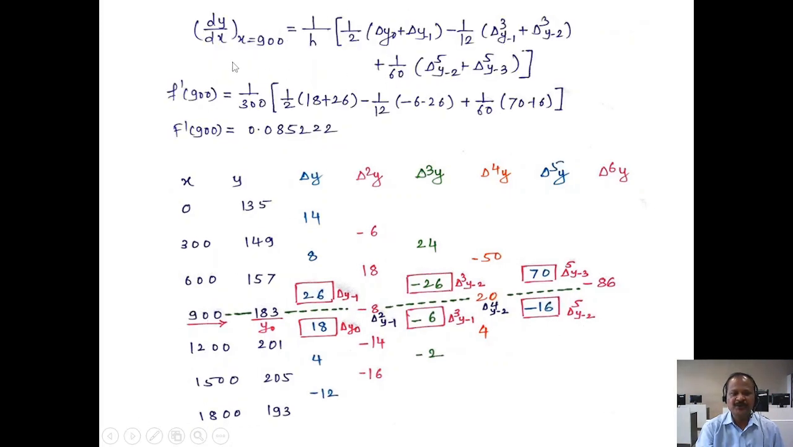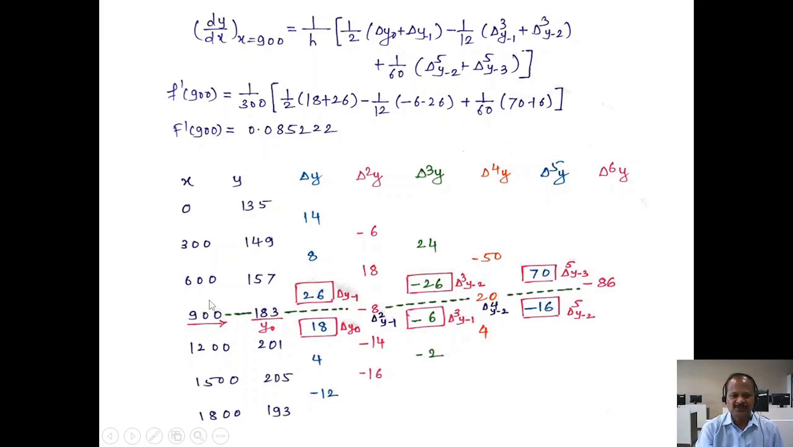First difference, formula for the first derivative, dy by dx at x equal to 900. It is at the middle of the table, so we have to use Stirling's formula: 1 upon h into the bracket, 1 upon 2 summation of delta y0 and delta y minus 1, minus 1 upon 12 summation of delta cube y minus 1 plus delta cube y minus 2, plus 1 upon 60 summation of delta raised to 5 y minus 2 plus delta raised to 5 y minus 3. So all the values are known.